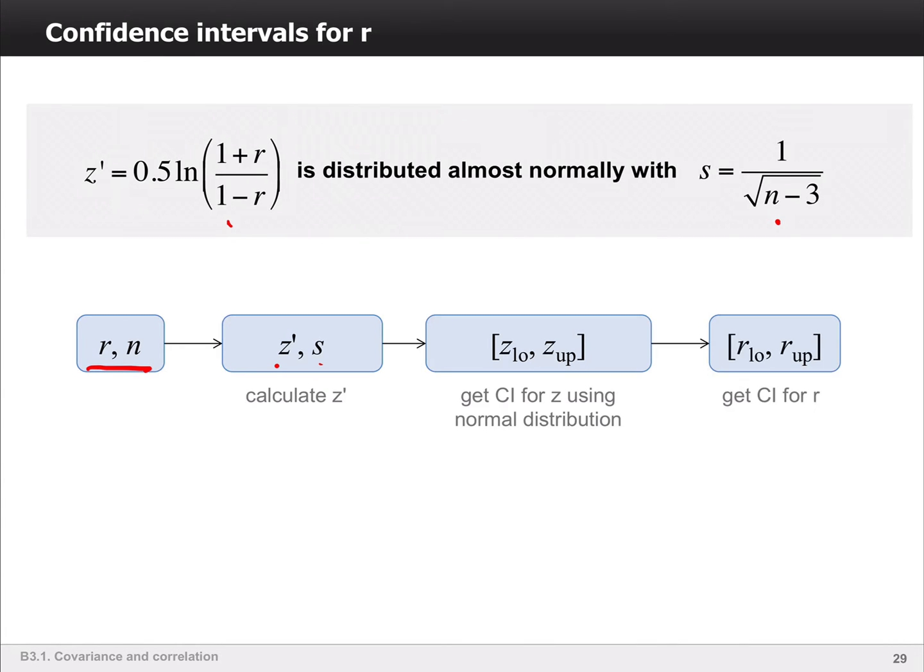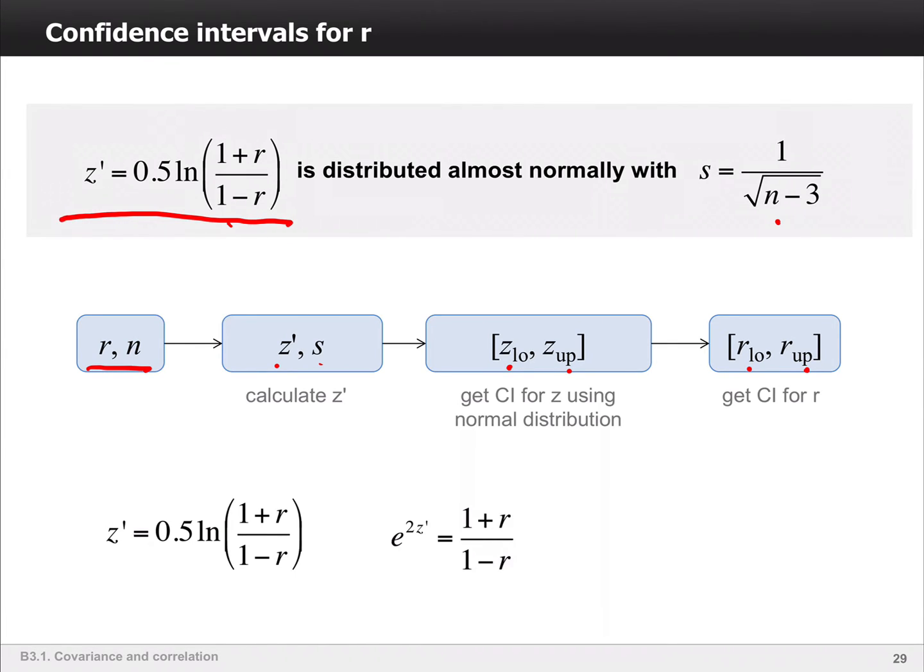And then we use z low to get r low, and we use z up to get r up, because we know the formula that brings z prime and r together. But how to do that? Well, that's the formula. First of all, we need to get rid of the logarithm, and we know how to do it. We just need to use the exponential function. So I can use the exponential function to get from this formula to this one.